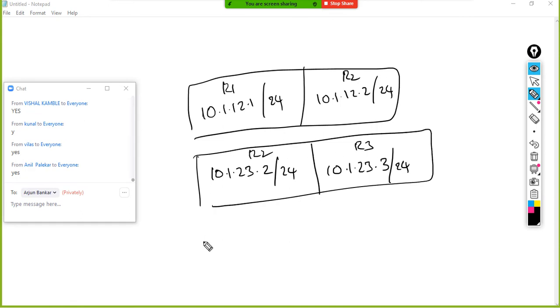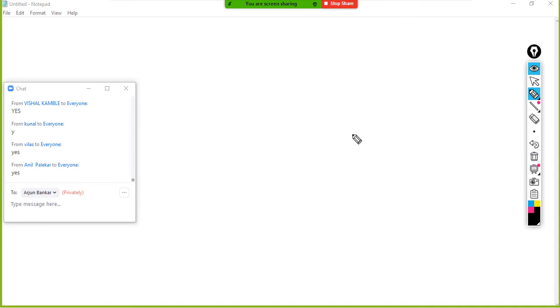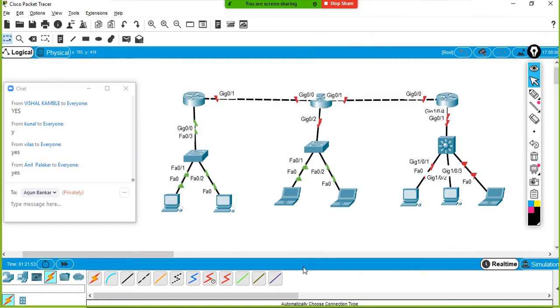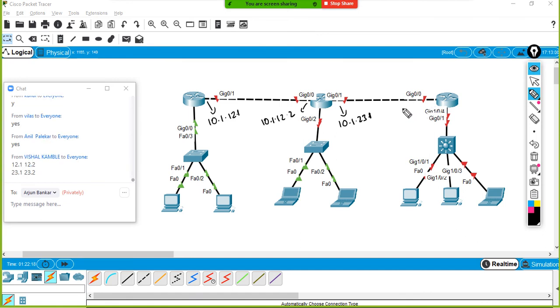Sometimes I can do it like this. But now for you, I am going to configure it. Guys, don't you think that before you configure, you need to understand all these things? So in your case, you said let's go and do it like this. Here we already configured 10.1.12.1 and here we are going to configure 10.1.12.2, and here we decided to configure 10.1.23.1, right? Right or wrong? Then after that, here we are going to configure 10.1.23.2.